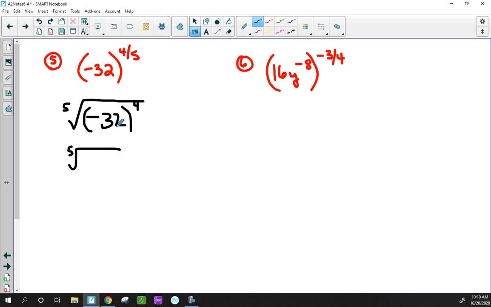Evaluate negative 32 to the fourth. So when you type it in your calculator right now, you want to make sure that you're using parentheses around the negative 32. Raise it to the fourth power, and then write in your answer. And it is a big one. 1,048,576.